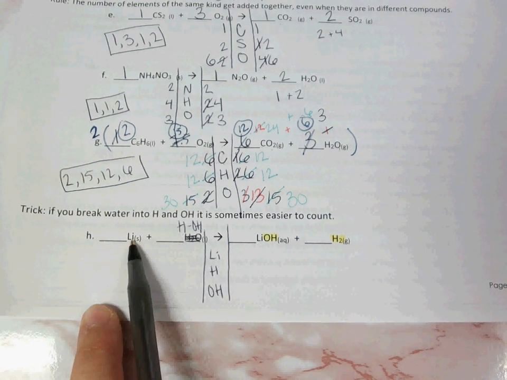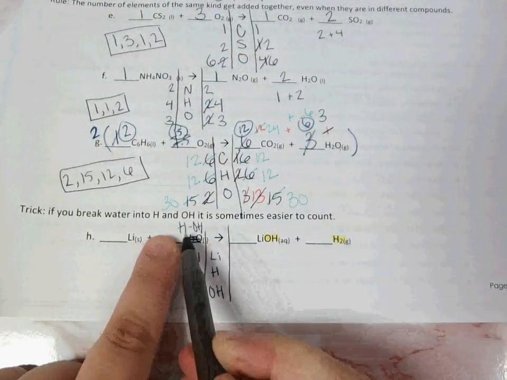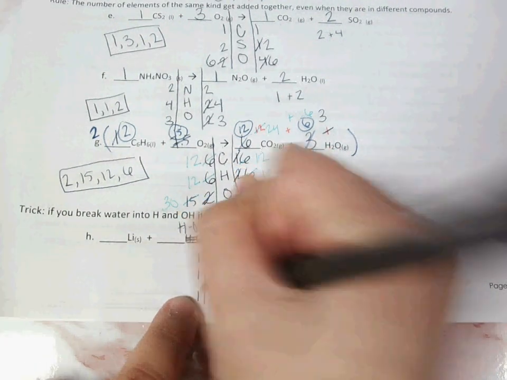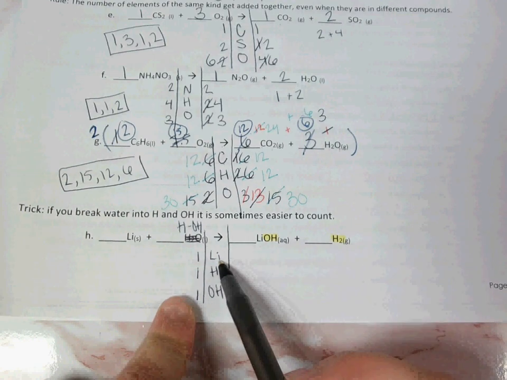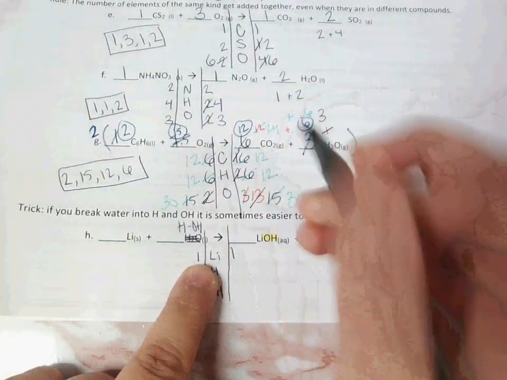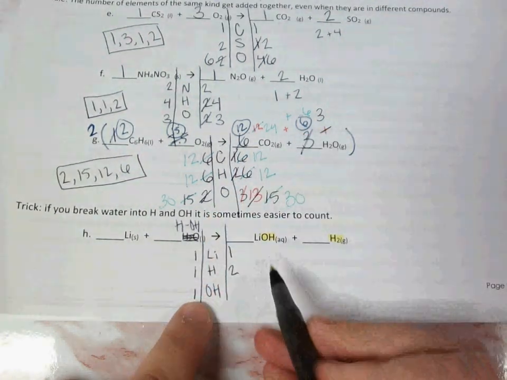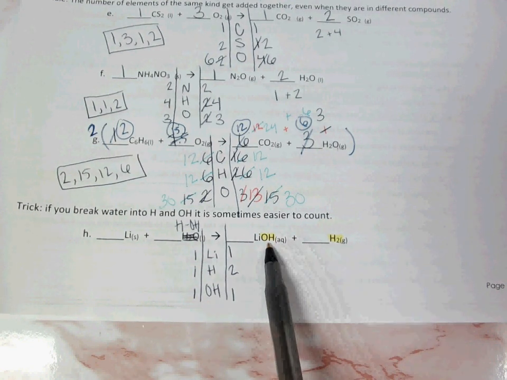Then I would count that I have 1 lithium on my reactant side, I have 1 hydrogen on this side that's not part of hydroxide, and then I have 1 hydroxide on this side. On my product side of the equation, I have 1 lithium, I have 2 hydrogens that are not part of hydroxide, and then I have 1 hydroxide. So you really treat your polyatomics as though they're their own thing. So even though technically hydrogen is in hydroxide, we're not going to double count that hydrogen.